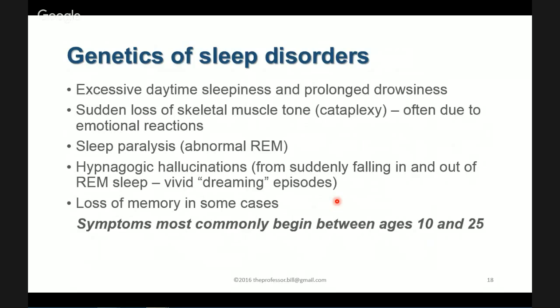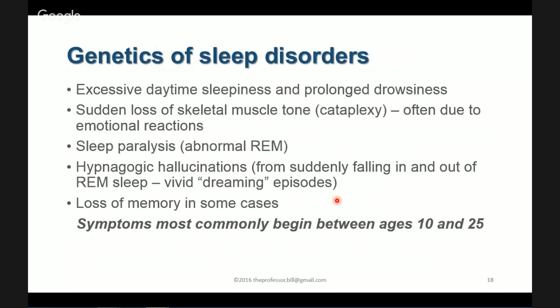During sleep, your skeletal muscles tend to relax, and when you start going to sleep with narcolepsy, you also have this cataplexy, where you suddenly will faint, or you'll lose muscle tone. Oftentimes it's associated with an emotional reaction. They feel really scared, or they feel surprised by something, and a narcoleptic will suddenly lose muscle tone and start to go into sleep right away.